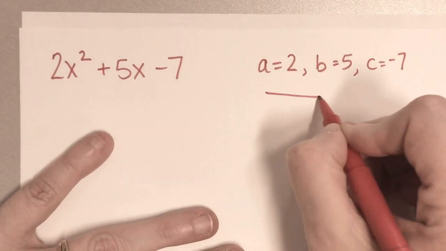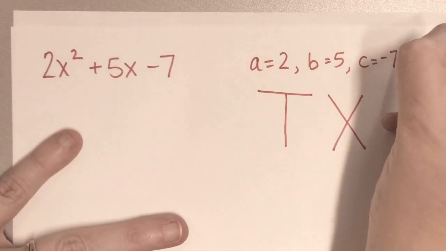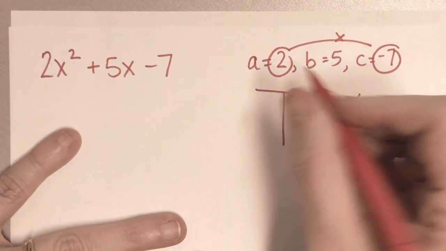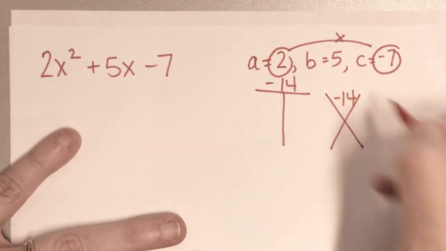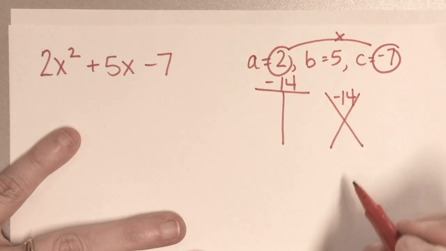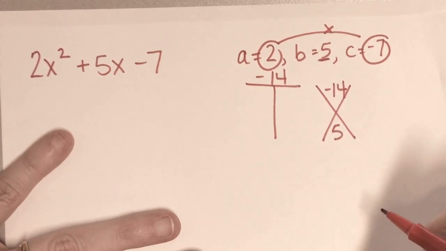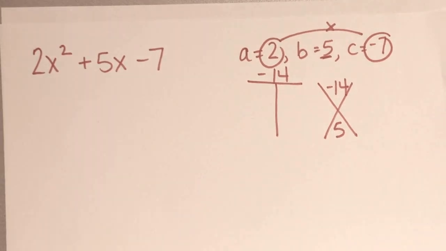Now I'm going to make my big T, my big X. Okay? I'm going to take my A and C, multiply them together. 2 times negative 7 is negative 14. That goes at the top of both of these. And my B, 5, goes down at the bottom. All right, so that's step one. Step one is organize. Step two is split my x.